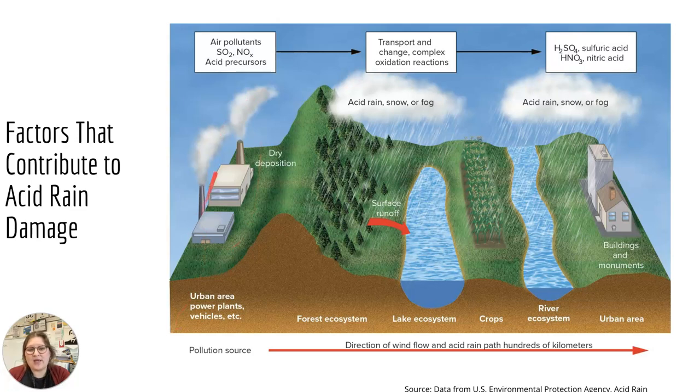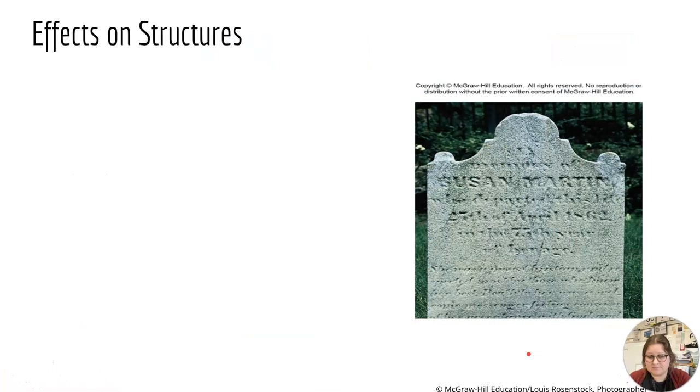So what we get is we have these industrial places, the power plants, whatever, that are releasing these pollutants. And then they will deposit on surfaces or react in the air with the rain to then form acid rain. That gets in forest ecosystems, lake ecosystems, on the crops, in the rivers, and on buildings and monuments. And it can travel for hundreds of kilometers.